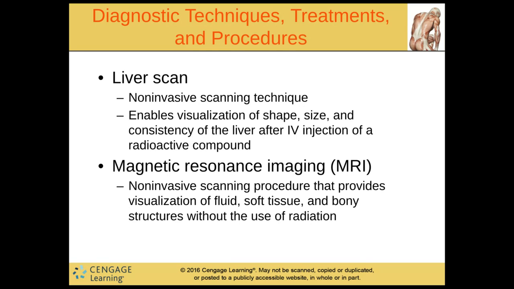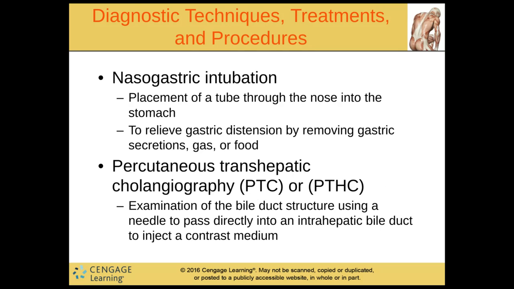Okay, so a liver scan. This is a non-invasive scanning technique. It enables visualization of the shape, size, and consistency of the liver after an IV injection of a radioactive compound. And we have an MRI or a magnetic resonance imaging. This is a non-invasive scanning procedure that provides visualization of fluid, soft tissue, and bony structures without the use of radiation.